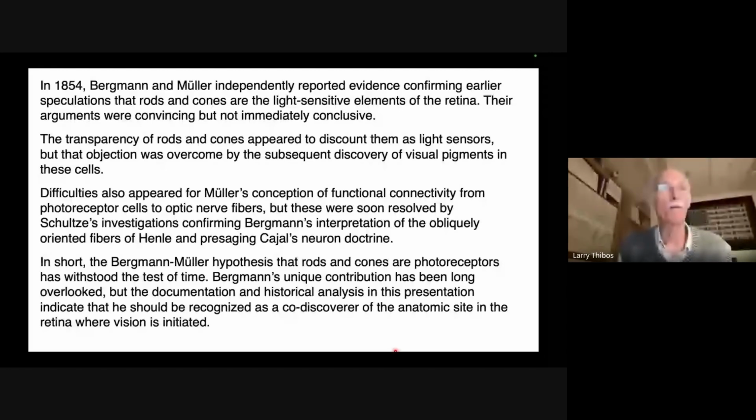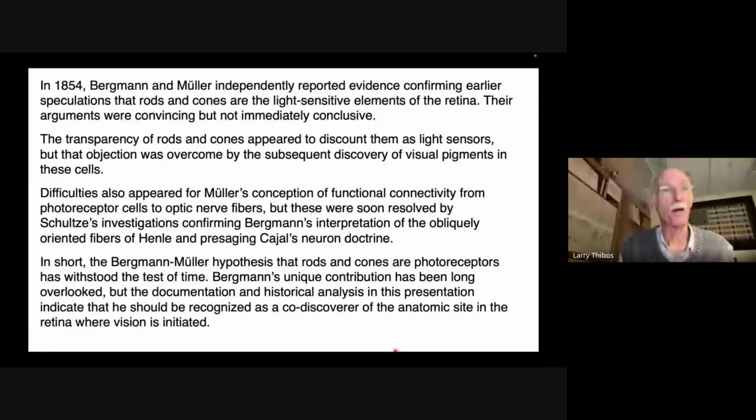Difficulties also appeared from Müller's conception of functional connectivity from photoreceptor cells directly to optic nerve fibers, but they were soon resolved by Schultze's investigation confirming Bergmann's interpretation of the obliquely oriented fibers of Henle and presaging Cajal's neuron doctrine. So in short, the Bergmann and Müller hypothesis that rods and cones are photoreceptors has withstood the test of time.